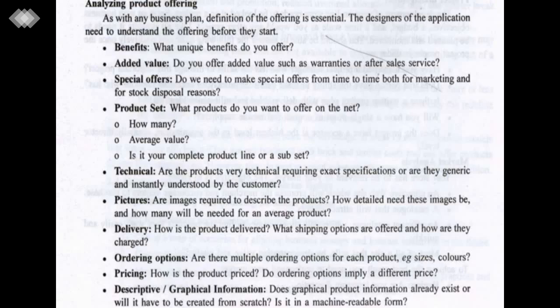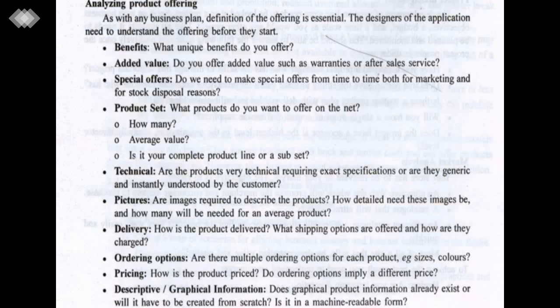Delivery: how is the product delivered? What shipping options are offered and how are they charged? Ordering options: are there multiple ordering options for each product, for example size, colors? Pricing: how is the product priced? Do ordering options imply a different price?